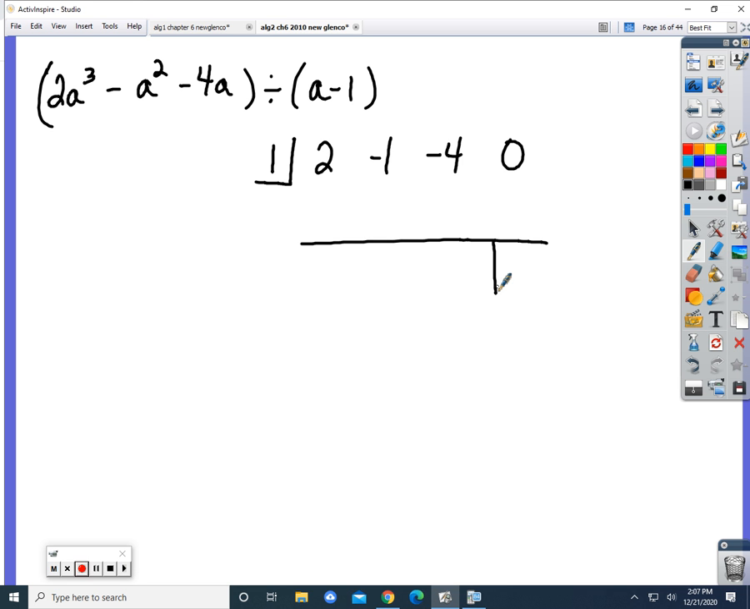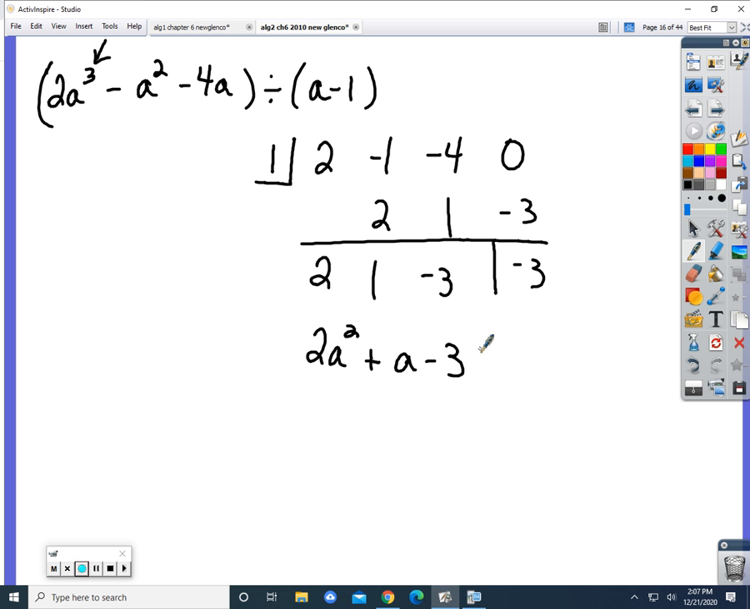Okay, so if you can remember, pull the 2 down, multiply, add, multiply, add, multiply. Okay? How do we write our answer? This one, the highest was a to the 3rd power, so we're going to have a to the 2nd power, plus 1a minus 3, and then there's a couple ways to write this. I like doing the plus with the fraction negative 3 over a minus 1. I'm going to show you there is a variation. The books sometimes might do this variation.